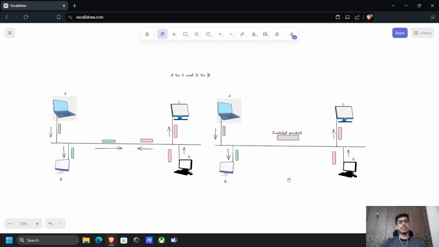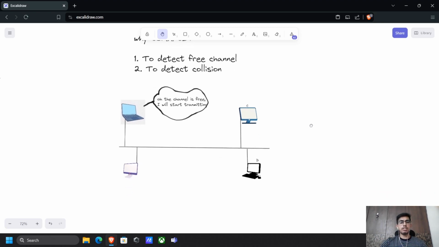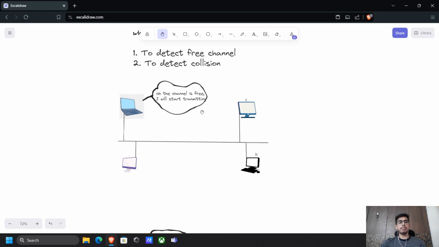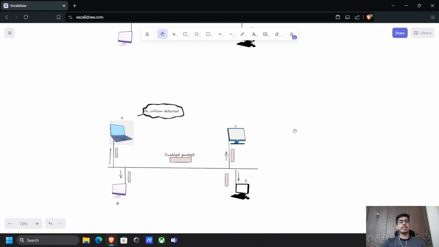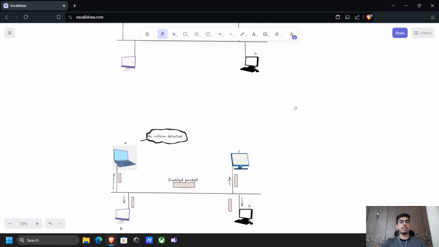So we can identify the issue here. That is why we have something called CSMA/CD, that is carrier sense multiple access with collision detection, incorporated inside the Ethernet protocol. What CSMA/CD basically means is every device on the network will listen to the channel for two things. One, if the channel is free, it will start transmitting, right? Two, to detect if any collision happened on the channel, right? These two things are the use cases of CSMA/CD and greatly help in providing a solution to the problem we discussed earlier.